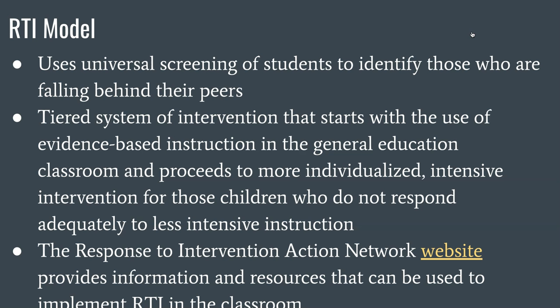disorder is. So the RTI model uses universal screening of students to identify those who are falling behind their peers. It's a tiered system of intervention that starts with the use of evidence-based instruction in the general ed classroom and proceeds to more individualized, intensive intervention for those children who do not respond adequately to less intense instruction. There's an RTI Action Network website that you can check out that gives more information and resources that can be used to implement what teachers are doing in the classroom.